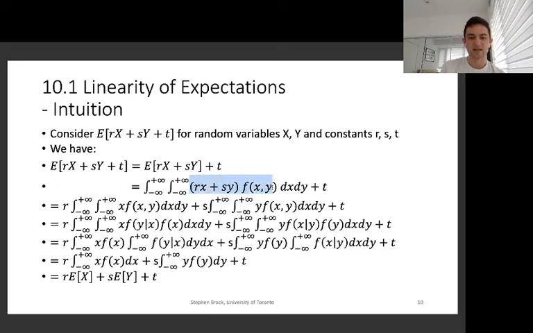So if we expand this portion out inside the integral into x f x y, and we can bring our r factored out, and then we add s, and then we take the integral of y f x y dx dy. Well, now this kind of looks like the expectation of y, right? Except instead of having the probability density function of y, we have the joint probability density function. And this also looks like the expectation of x, but it's not quite because we have a joint probability density function instead of the marginal.